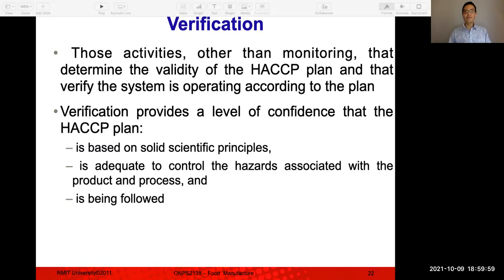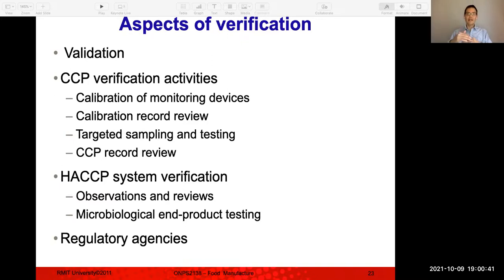Then, once we've restored control, so restored the critical limit, it's important to have verification to ensure that the system, once control has been restored, is operating according to the plan. That's when verification procedures come in, which give a level of confidence that the HACCP plan is based on solid scientific principles, is being followed, and is adequate for the hazards associated with that product and process. That's basically what you want the verification process to do. And that means validating and verifying the various critical control point activities.